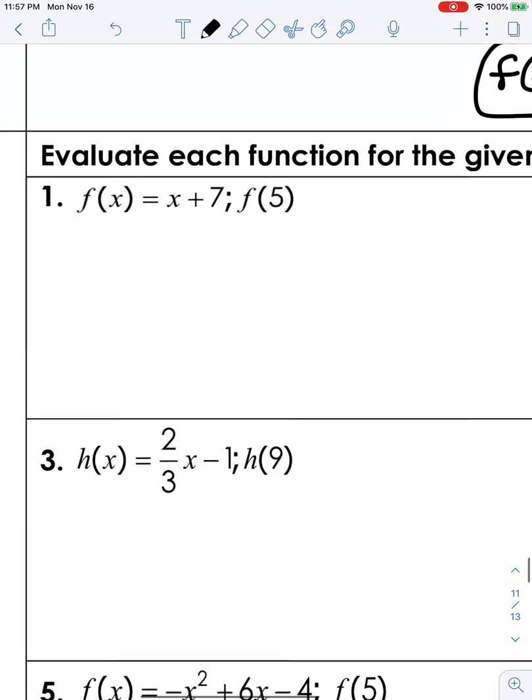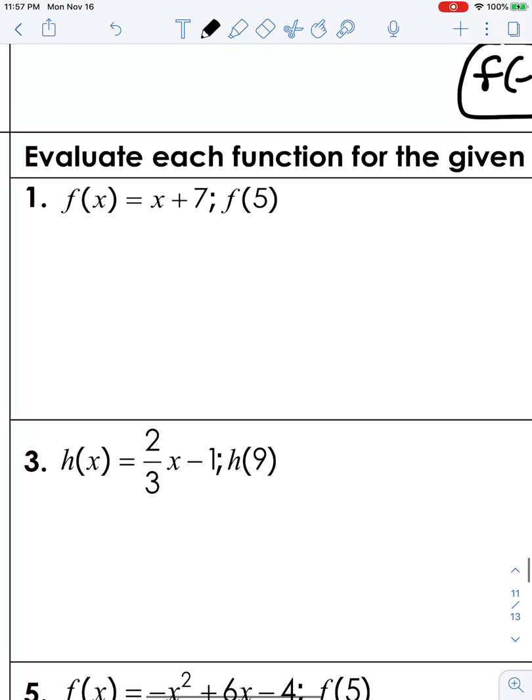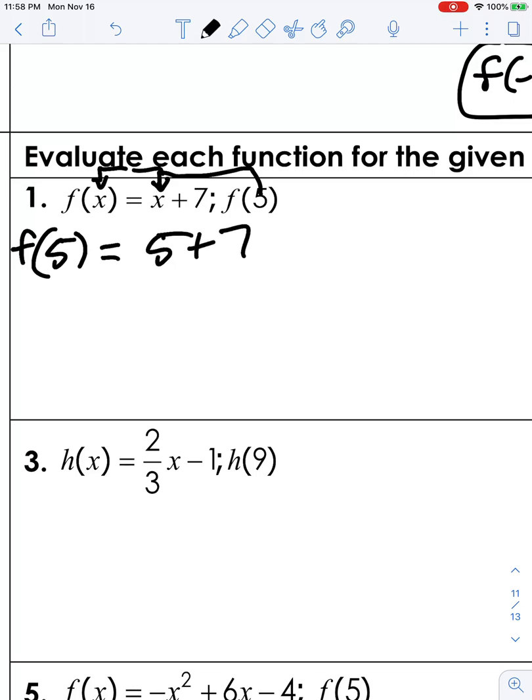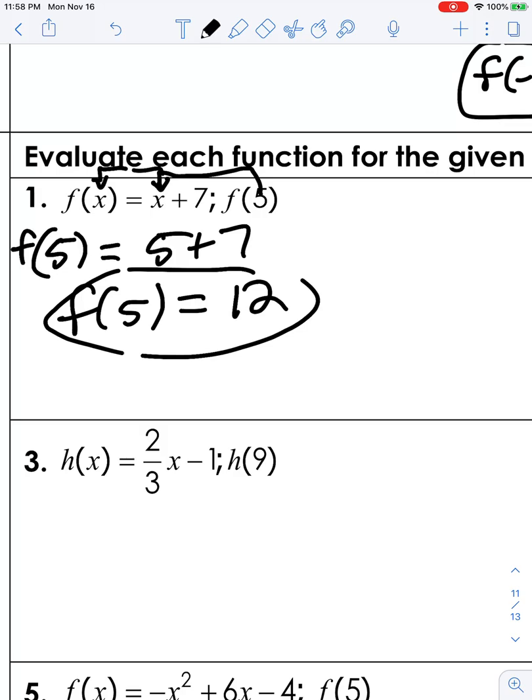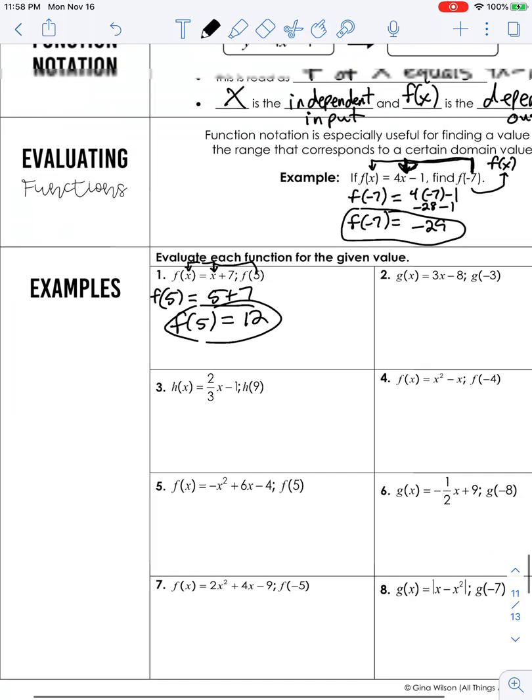All right, so let's do some more. So right here, what it's wanting to know is, what is your answer when you plug 5 in for x? And again, the left side, you're literally not doing anything. It's the right side that you do all the math. So obviously that's pretty simple. So f of 5, when you plug 5 in for x, the answer is 12.